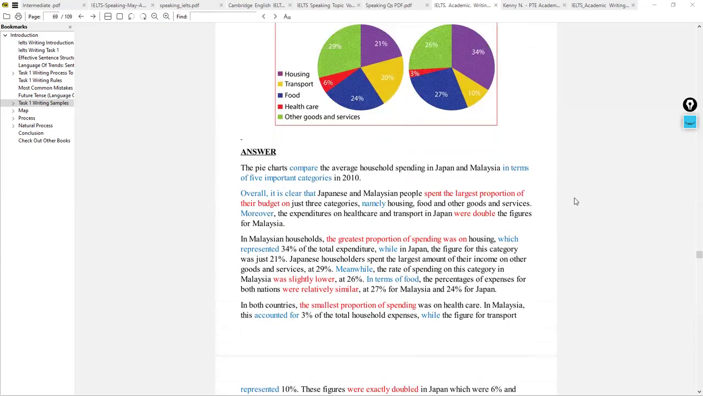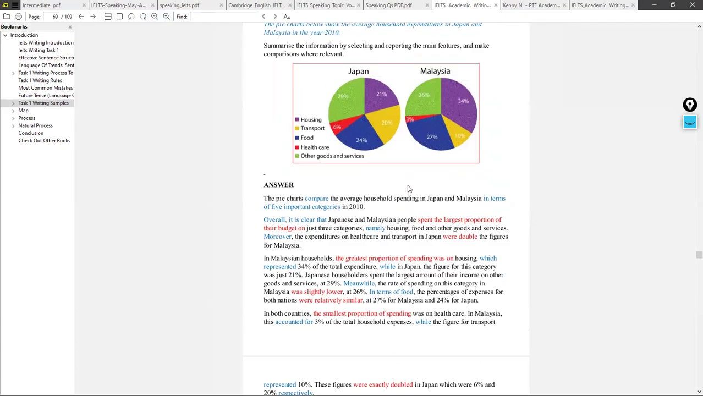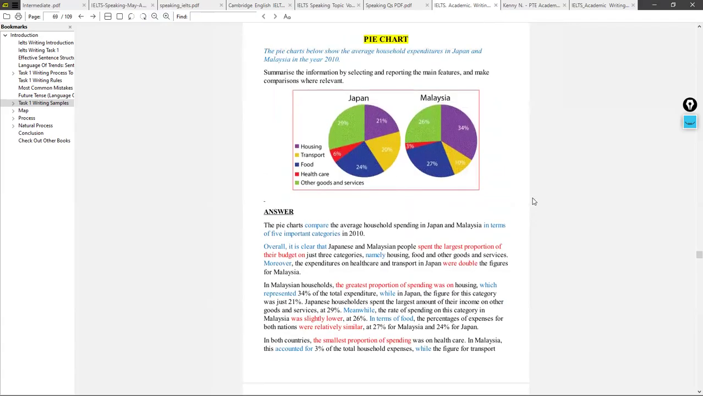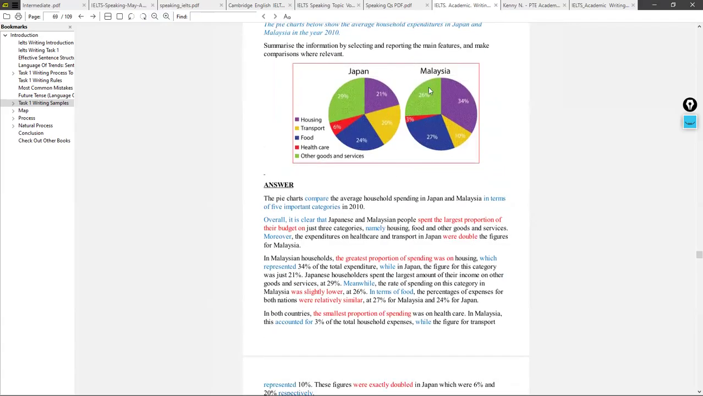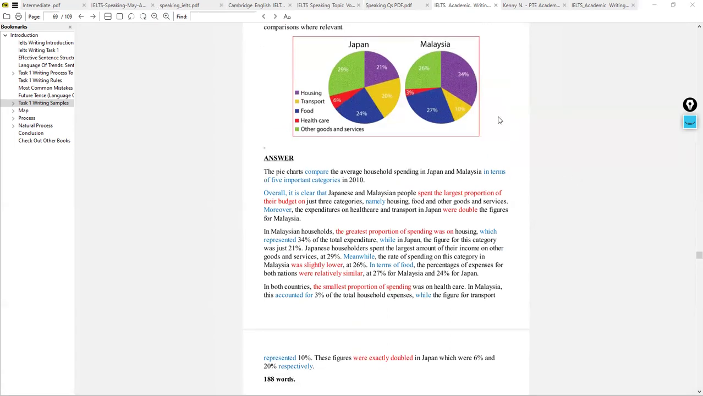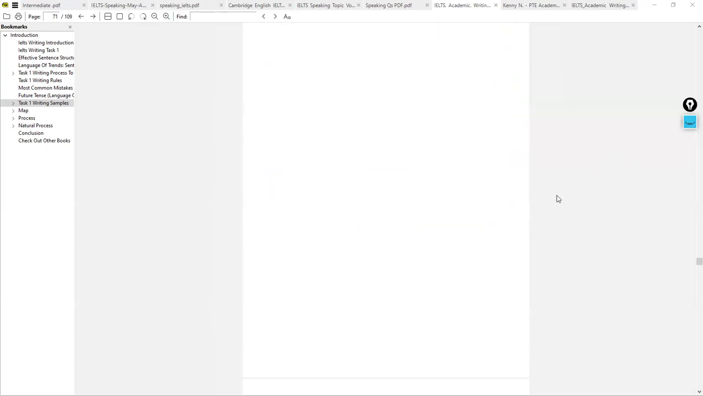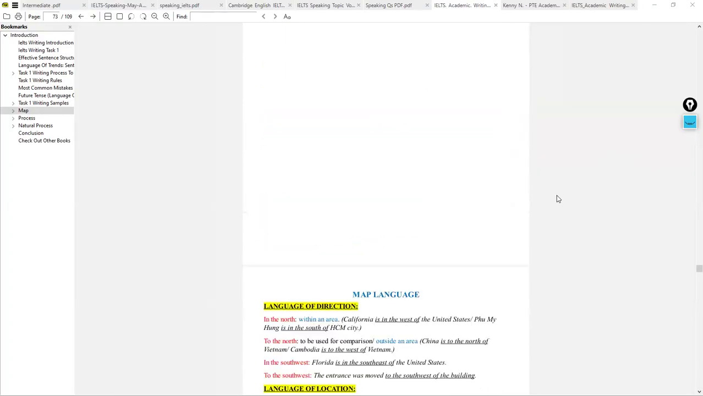Now, this is a new sample. Let me zoom it out just to be able to see it clearly. And this is a pie chart about Japan and Malaysia. Exactly. So you can pause the video if you want to read the information and if you want to practice. I think it's enough for practicing.